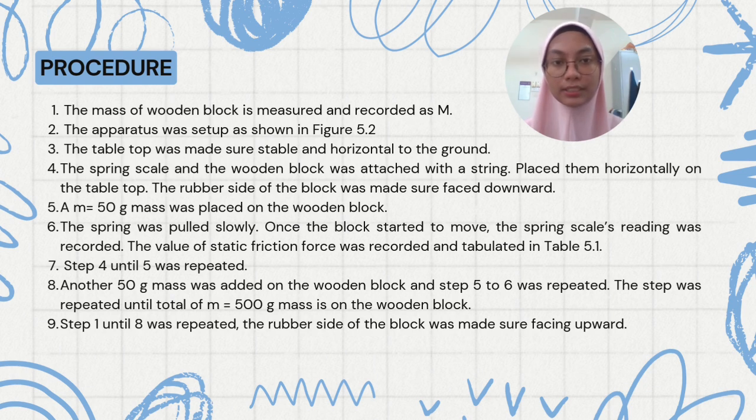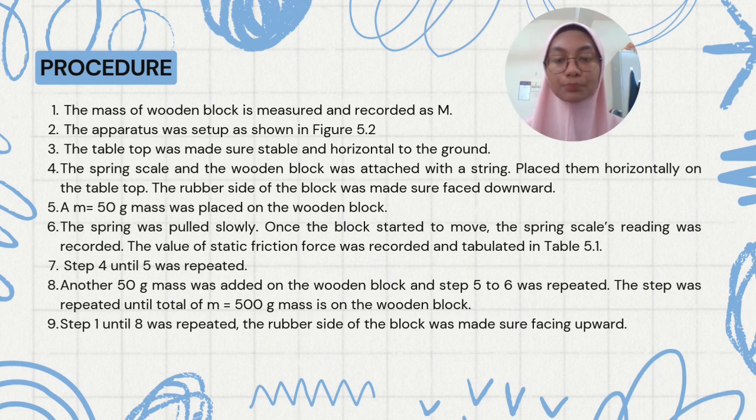Next is the procedure or sequence of this experiment. Firstly, the mass of the wooden block is measured and recorded as m. Secondly, the apparatus was set up as shown in figure 5.2. Third, the tabletop was made sure to be stable and horizontal to the ground. Fourth, the spring scale and the wooden block were attached with a string. It is then placed horizontally on the tabletop. The rubber side of the block was made sure to face downward. Fifth, M equals to 50 gram mass was placed on the wooden block.